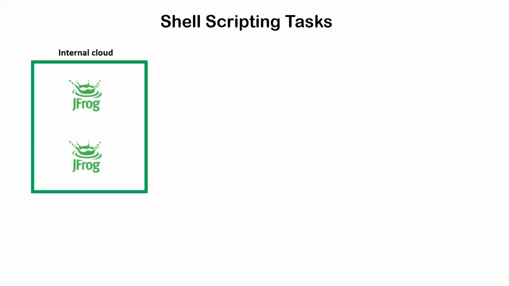The first shell scripting task that I want to discuss is related to JFrog. Before telling what the script is about, I want to discuss the problem statement. In one of the projects, we were using JFrog, which was running on internal cloud machines. In that artifactory, we used to store Maven artifacts, Docker images, Helm charts, and many other artifacts as well.